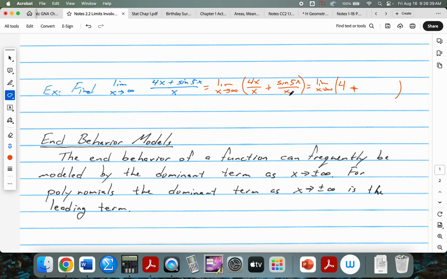As x goes to infinity, sine of 5x just oscillates really super fast. But the denominator is still going to something infinitely large. So what is that going to go to? 0. So this is just 4. Sorry about that.